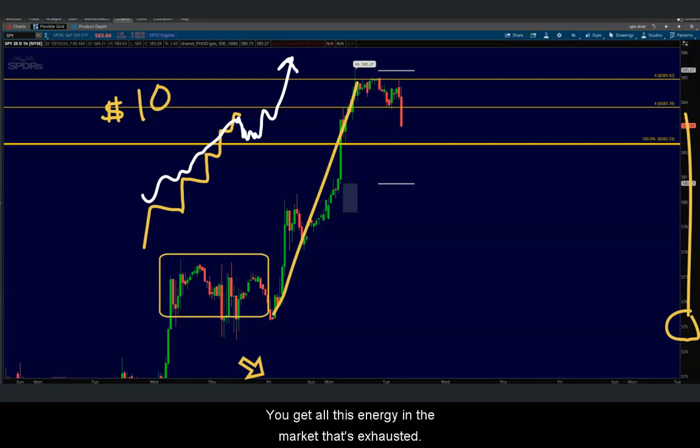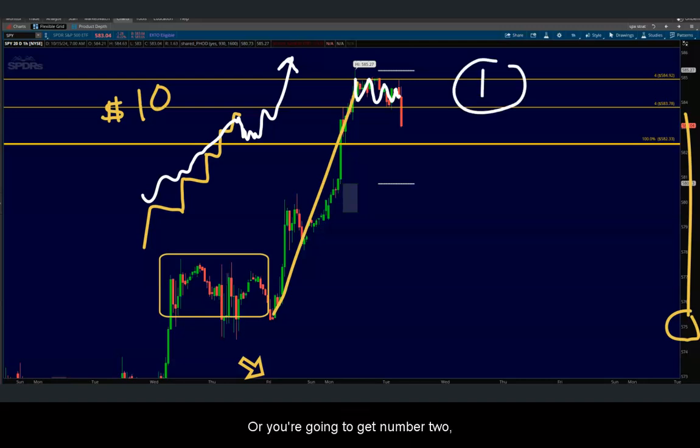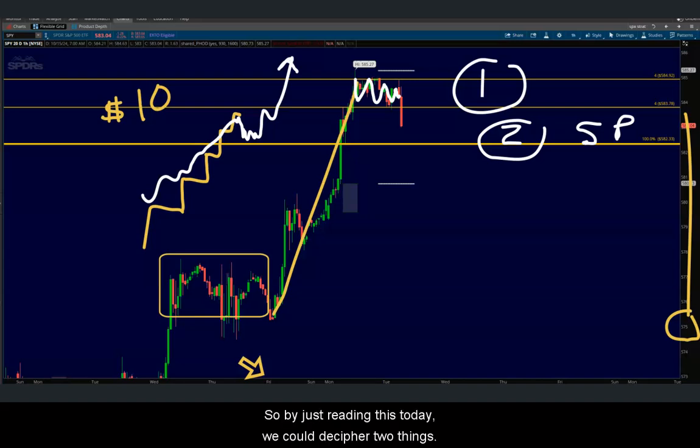Okay, you get all this energy in the market that's exhausted, and it's going to do one of two things. You're going to trade sideways, which we did here for the first 1 hour of the market today. We traded sideways, or you're going to get number two. We'll call it SP, selling pressure. Okay. So by just reading this today, we could decipher two things.